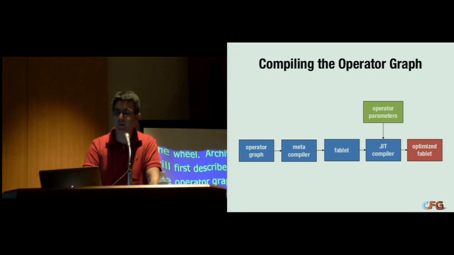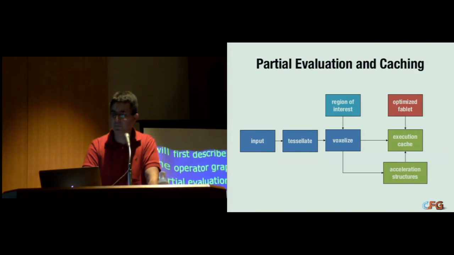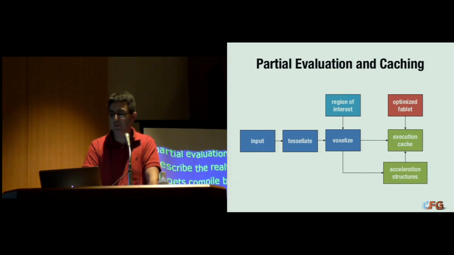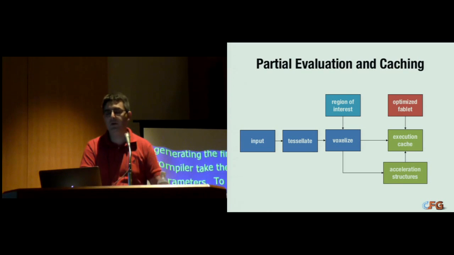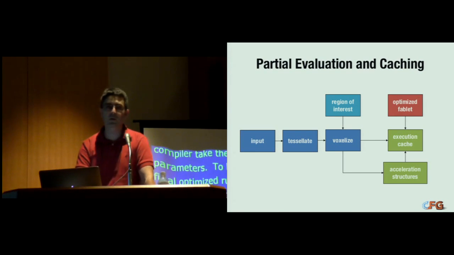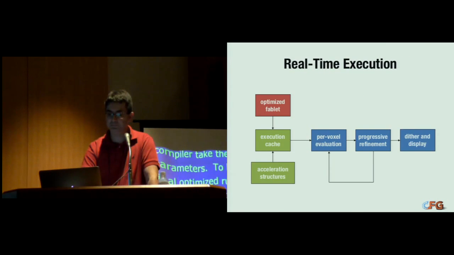It does the necessary binding of parameters, constant folding, and other compiler optimizations to bake in and produce the final optimized runtime function. Simultaneously, the internal fabrication system in Foundry will partially tessellate, voxelize, and also construct all the acceleration structures, for example, for distance queries, for the given region of interest. These together with the compiled phablet are then made part of the execution engine and its cached state that gets then reused every time the user modifies one of the parameters of the operator.